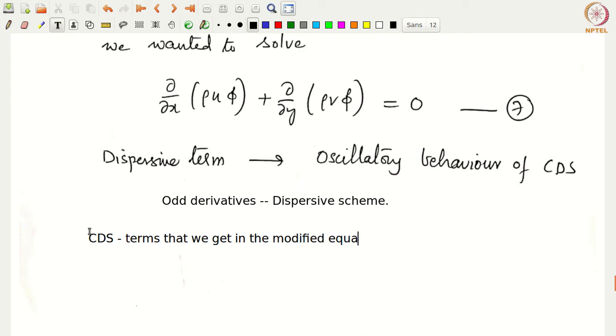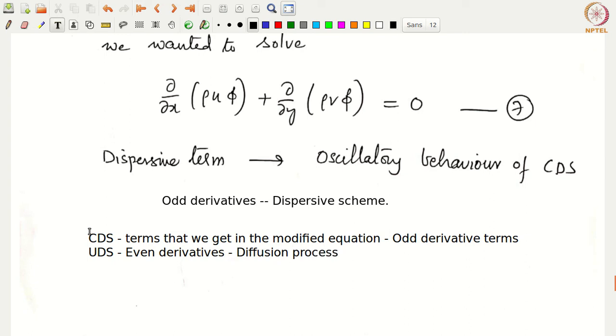Essentially for CDS we got odd derivative terms, which are responsible for something known as dispersion, and for the UDS we got even derivatives, which are similar to a diffusion process. As a result we can call UDS a diffusive scheme, and CDS a dispersive scheme.